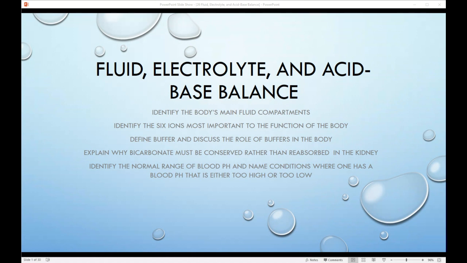We're going to identify the body's main fluid compartments, identify the 6 most important ions and the function of the body. We're going to define buffer and discuss the roles of buffers in the body. We're going to explain why bicarbonate must be conserved rather than reabsorbed in the kidneys, and identify the normal range of blood pH, and name some conditions where one has a blood pH that is either too high or too low.